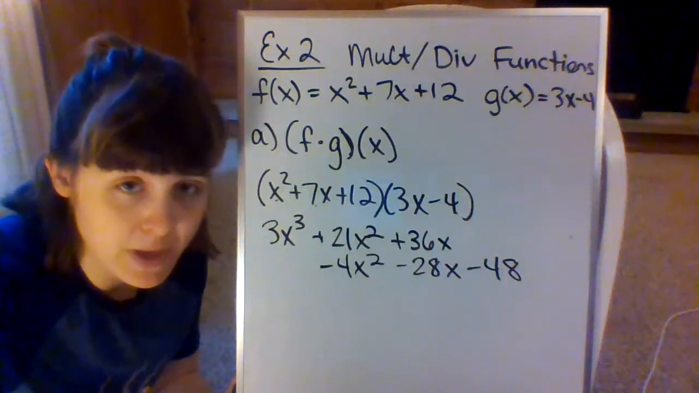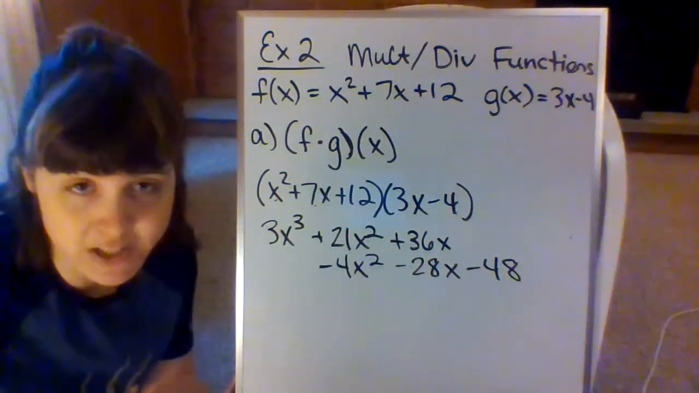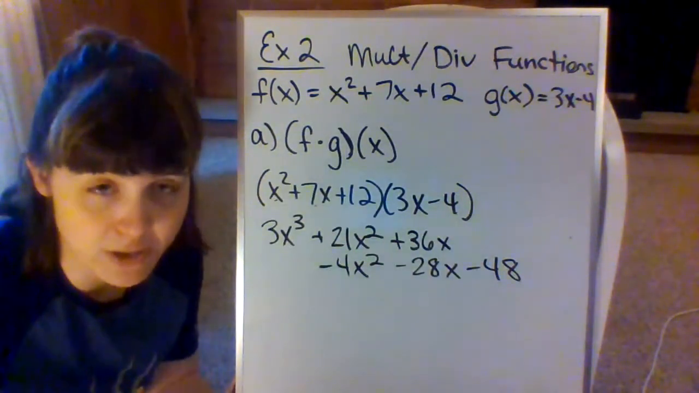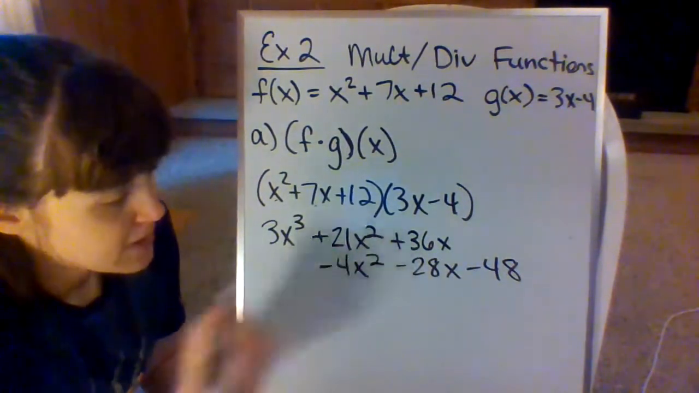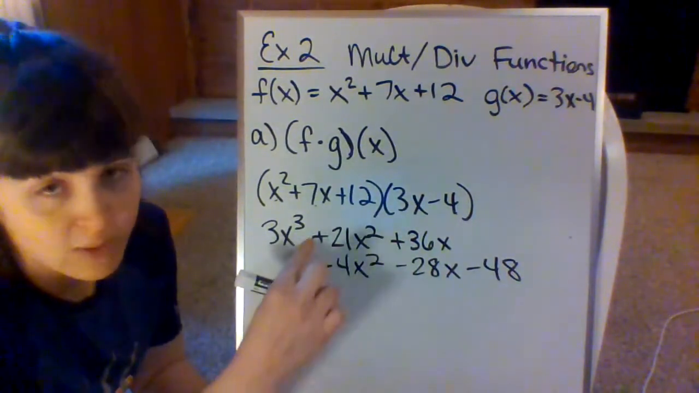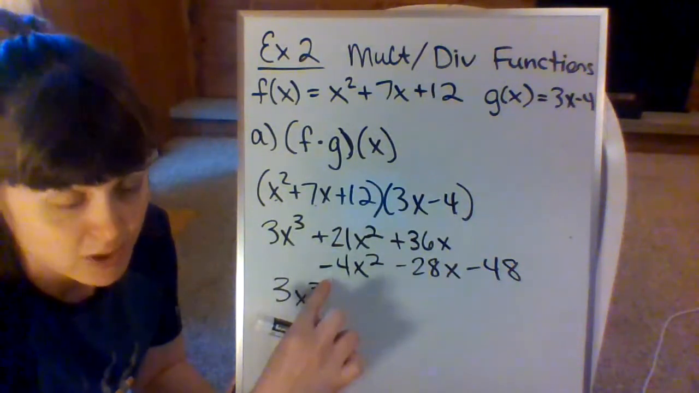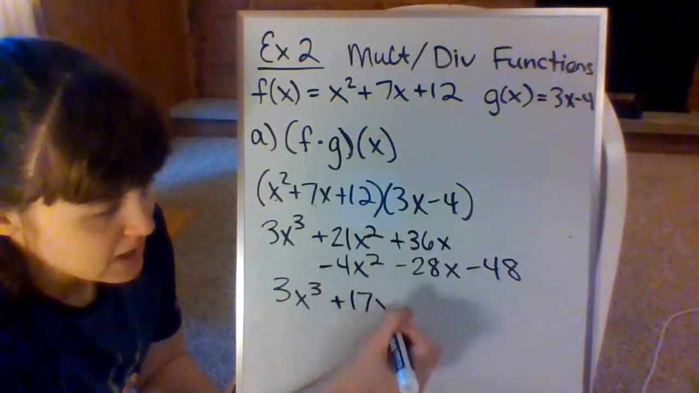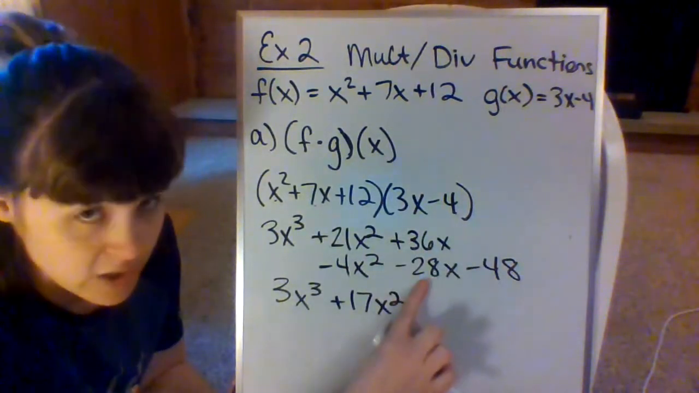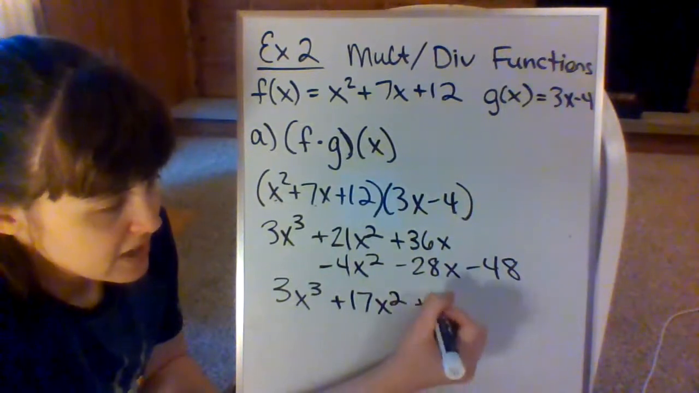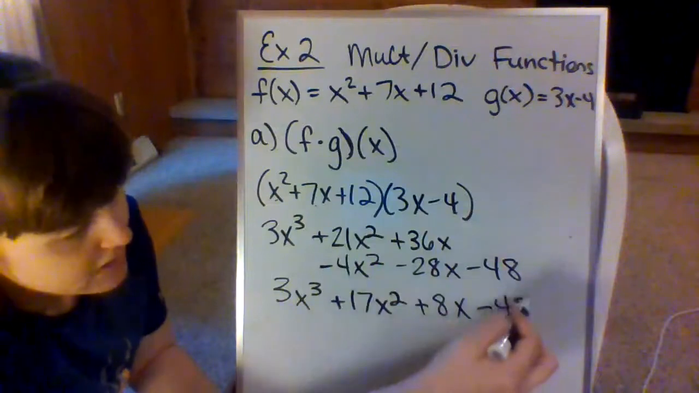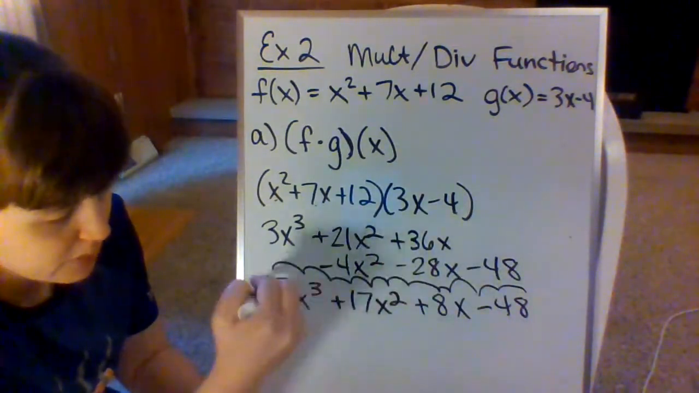Now, I lined those up that way because A, my whiteboard here doesn't have a lot of space, but B, so that you could easily see what the like terms are when you go to combine them. Okay, so we're going to have 3x to the third, 21x squared minus 4x squared is 17x squared. 36x minus 28x is 8x minus 48. Okay, so that's the answer after you multiply them.